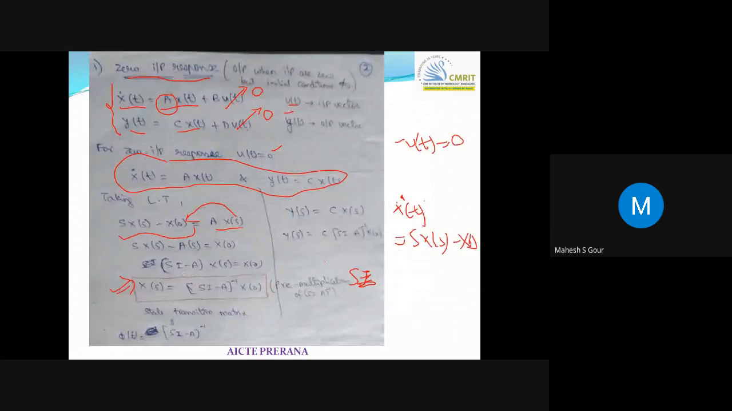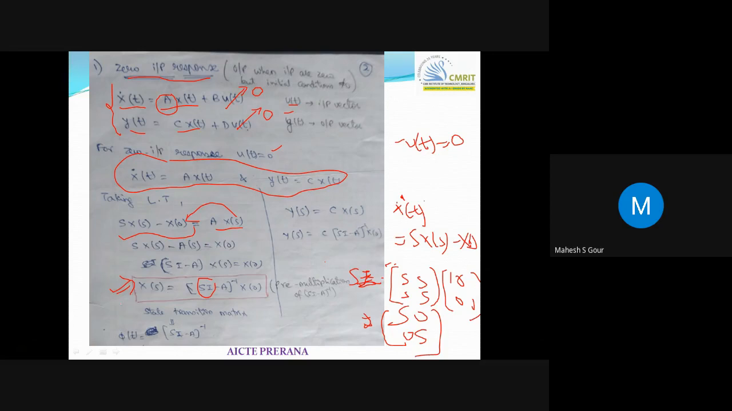So here A is a matrix, so sI should also be a matrix. How are you going to write sI? I is an identity matrix. So s will be s, s, s and s. This is a 2 cross 2 matrix into the identity matrix, 1, 0, 0, 1, right? So when you multiply both, what will you get as output? s, 0, 0, s. So this is your sI matrix, that is s 0, 0 s.